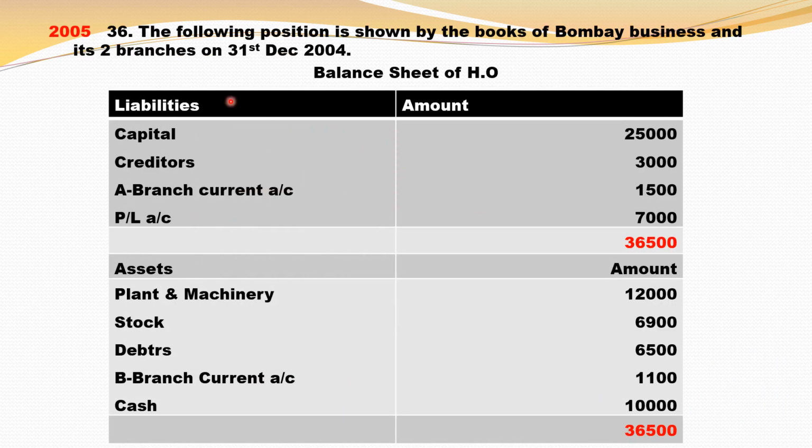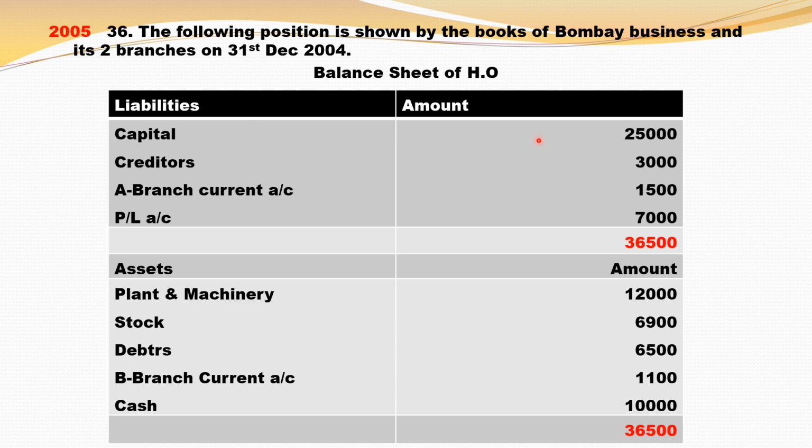Come to the 2005 question paper. The following position is shown by the books of Bombay Business and its two branches as on 2004. Students, in this particular problem, there is no journal entry, there is no trading and P&L account as such. At the end of the question, they have asked you to prepare a balance sheet. So you need to prepare a consolidated balance sheet, that is, the balance sheet of head office plus the balance sheets of the two branches. All the three balance sheets you need to merge together.